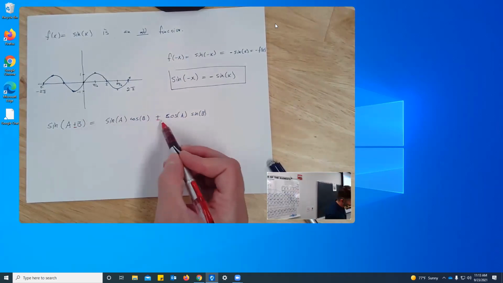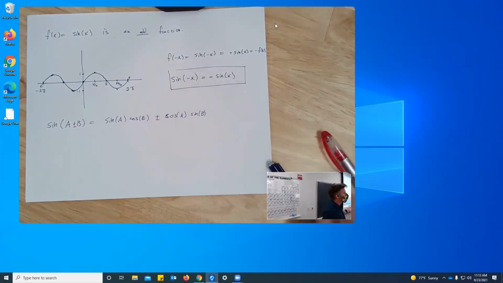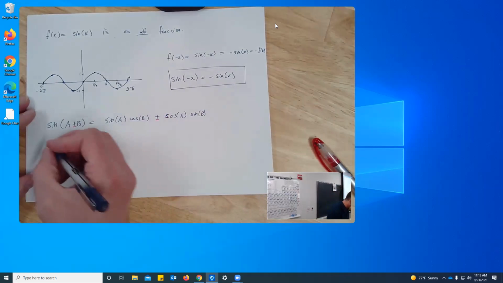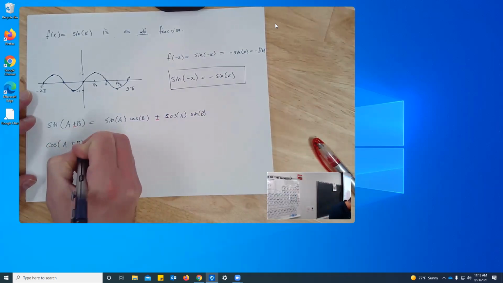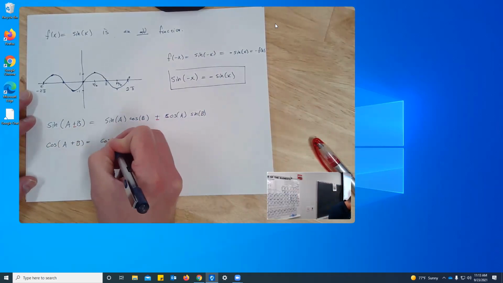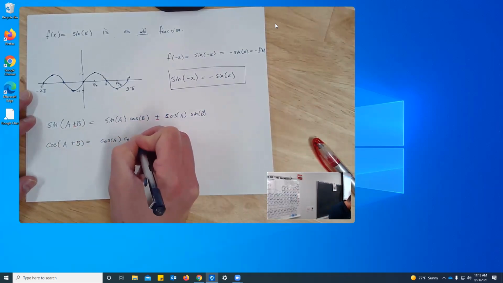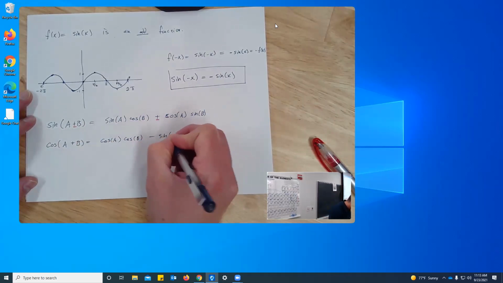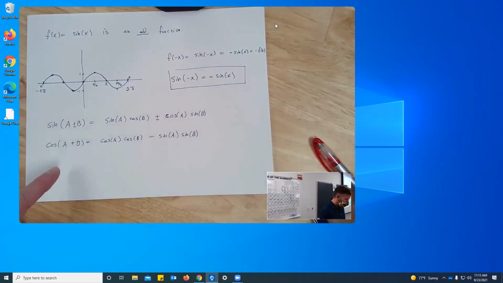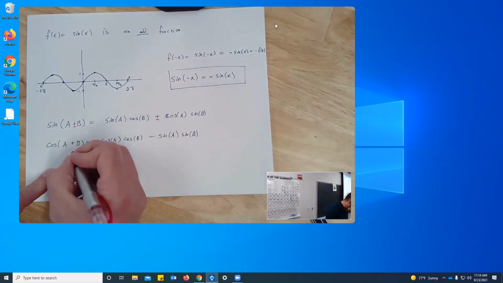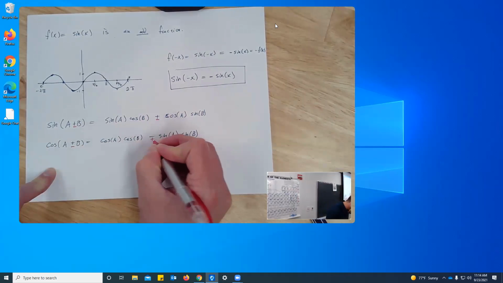If it's a minus here, it's a minus here. And I guess I should mention the one for cosine as well. Cosine of a plus b is equal to cosine of A times cosine of B minus sine of A times sine of B. And the signs are opposite. If it's a plus here, it's a minus here. If it's a minus here, it's a plus there.